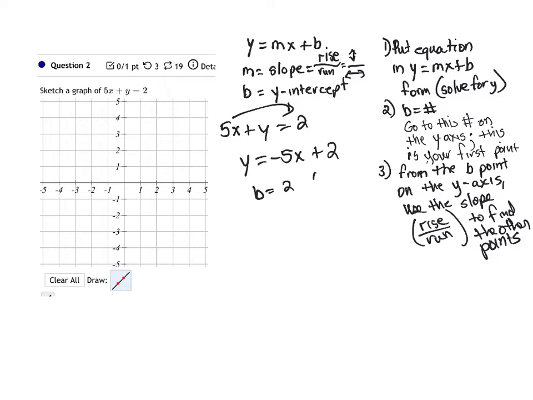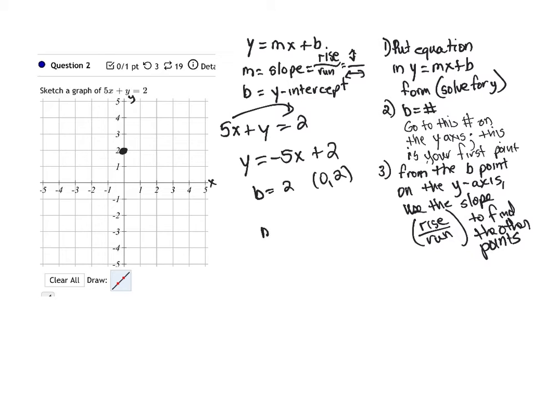That's the y-intercept. That's the ordered pair 0, 2. So you want to go to this on your y-intercept. Remember, this is your x-axis. This is your y-axis. You want to go to 0, 2, which is right here. X is 0, y is 2. That's your first point on the graph.